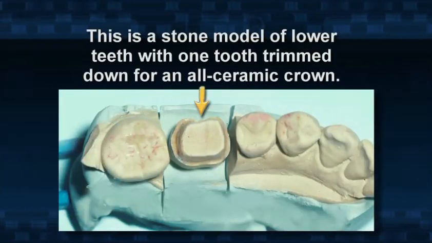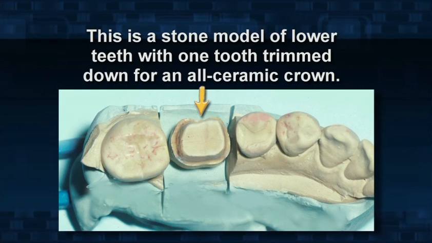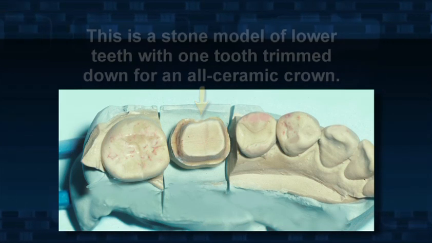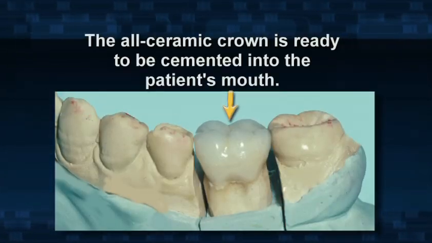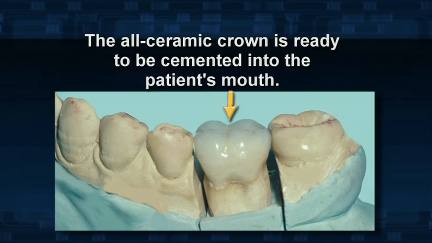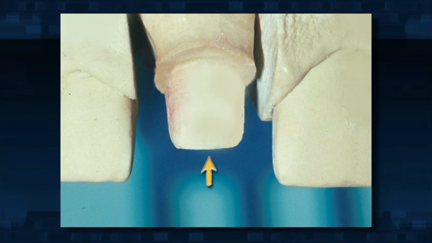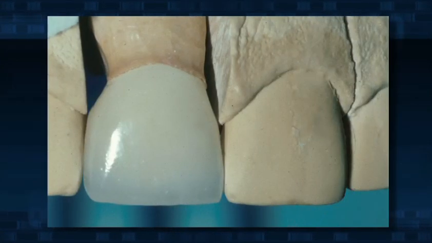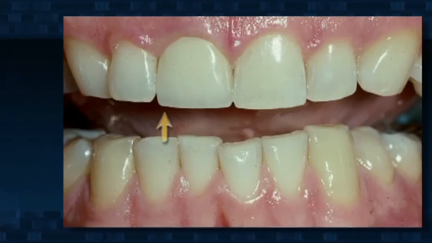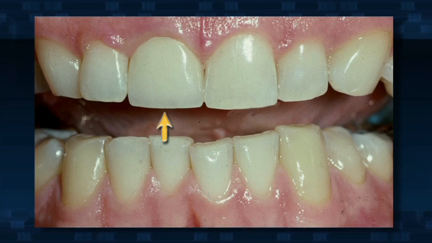This plaster model shows one lower molar tooth that has been prepared for an all ceramic crown. And the laboratory technician has made a beautiful all ceramic crown now ready to be cemented into the mouth. And this is a model of an upper front tooth that has been prepared for an all ceramic crown. The laboratory technician has constructed that crown, and the dentist has seated the crown. Very difficult to discern it from a natural tooth.